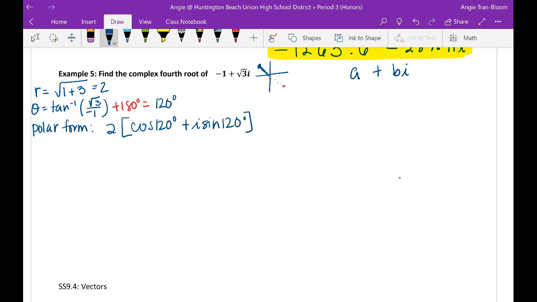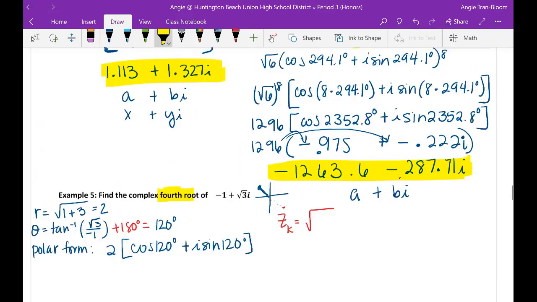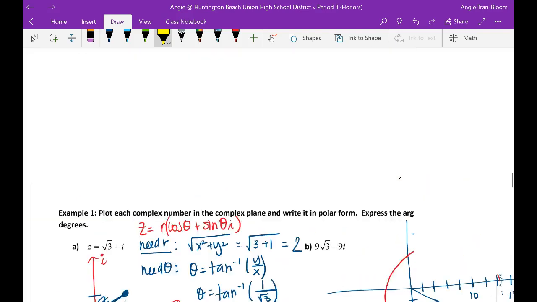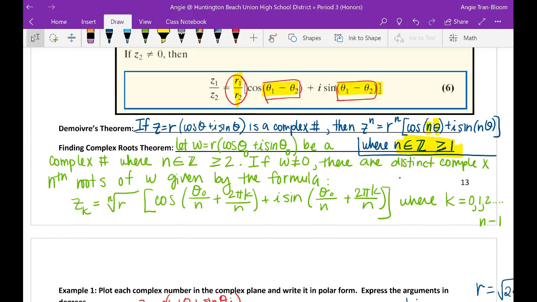To find a complex root, I'm going to give you a formula. Okay, and yes, you do need to know this formula. Here we go. Fancy formula, scary looking formula. So z sub k equals, okay, I'm looking for the fourth root. If you don't remember, let me just zoom back up. So finding the complex root, we're going to use this formula right there.